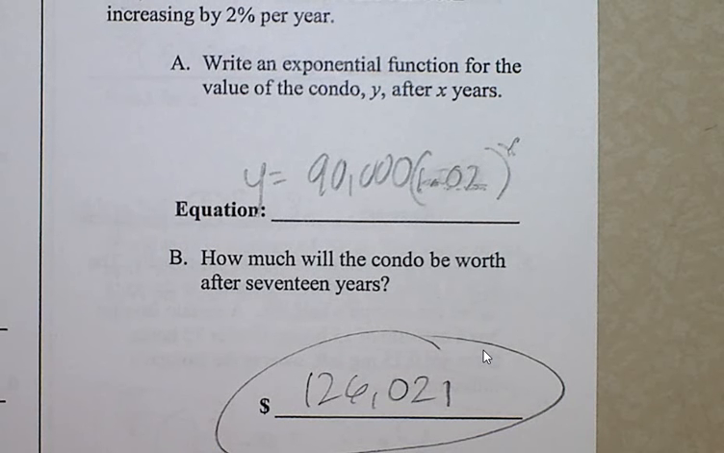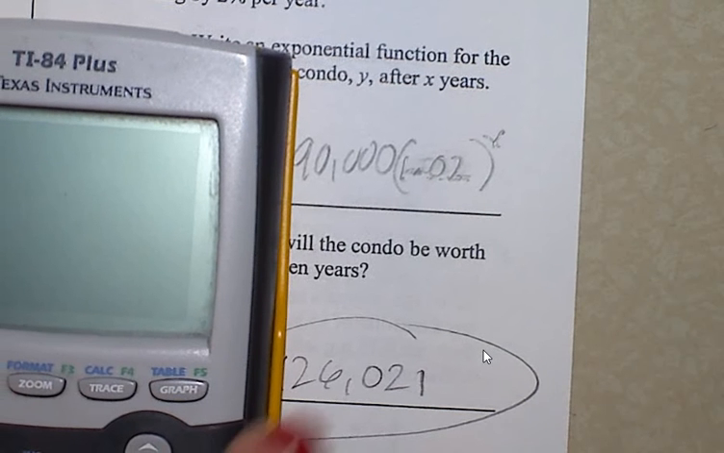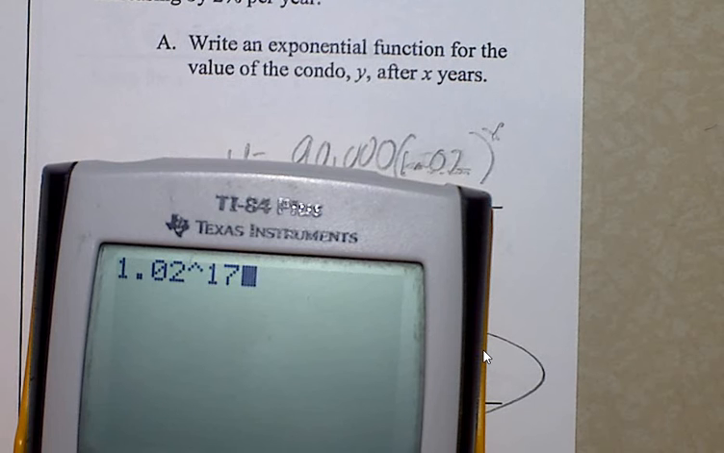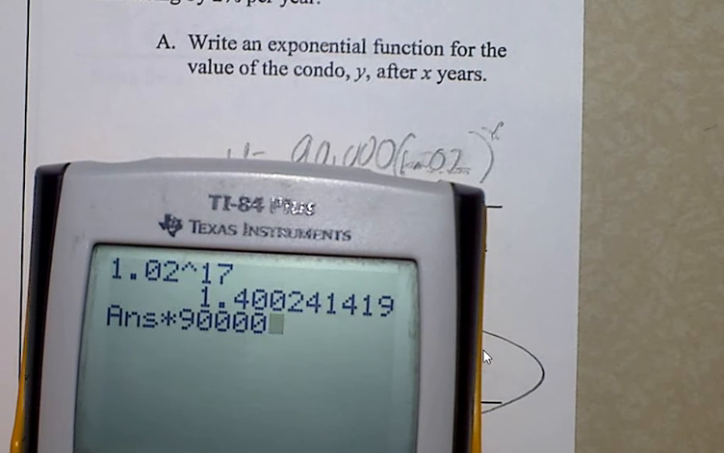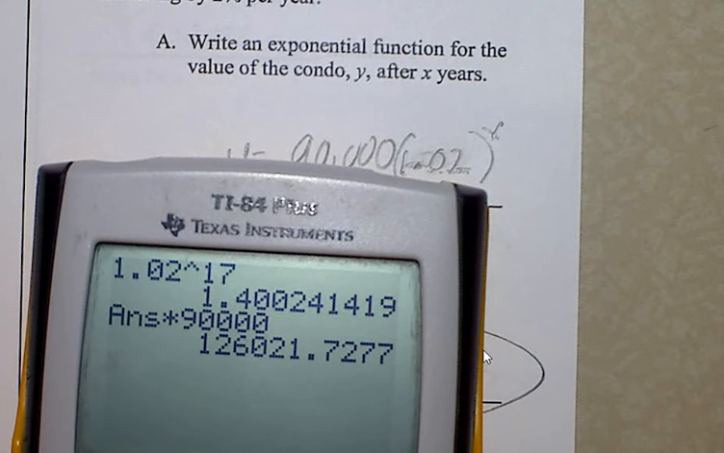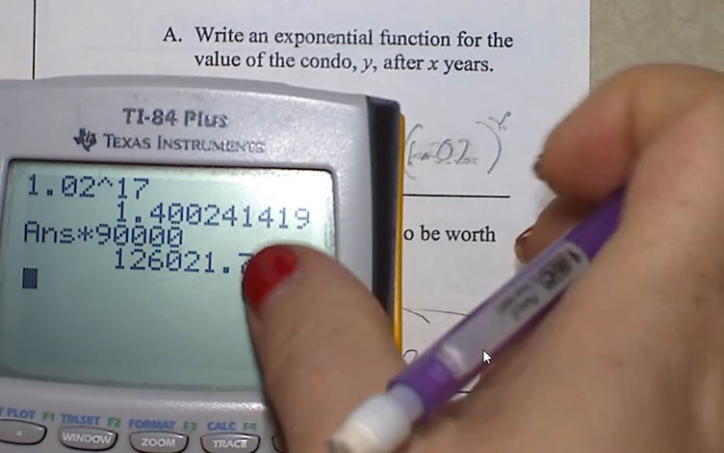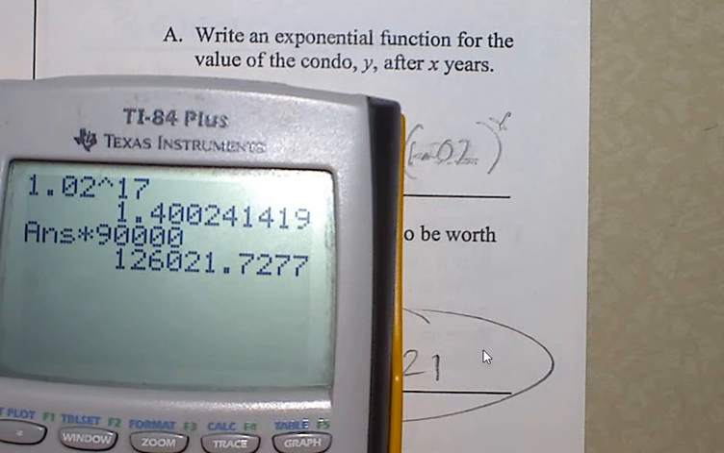Sure. So I chose to do just the quick way, so I took 1.02. Can you see it? And I raised it to the 17, representing 17 years, and I press enter. Take it times the original amount, which is 90,000, and press enter. Good? Did you round that though? You know, I was lazy and I just stopped here, but it will say in the directions for the test, round to the nearest dollar, or round to the nearest hundredth. Okay? Great question. Okay, ready?